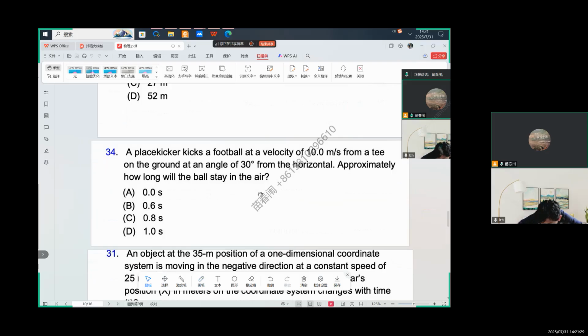Go to 34. I guess it's American football, a place kicker. Can you write on my screen? Yes, and we can write on my screen.